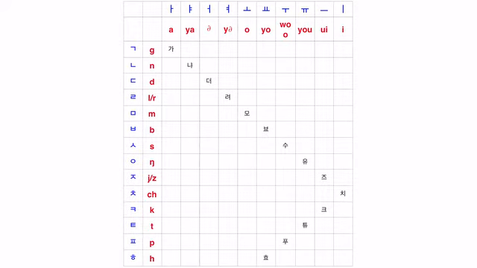So it reads ga, na, da, ra, ma, ba, sa, a, ja, cha, ka, ta, pa, and ha. Interesting and simple, huh? I hope you practice after downloading this 한글 chart.